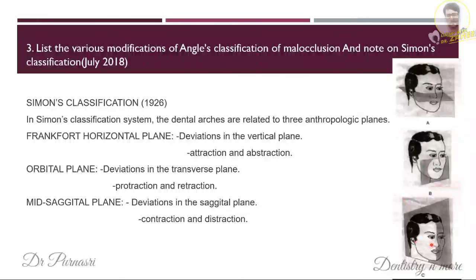In the same way, for the mid-sagittal plane, we check for deviations in the sagittal plane. If they are closer to the plane, it's called contraction, and if it is away, it is called distraction. So mainly in this classification, you have to remember these terms: attraction, abstraction, protraction, retraction, contraction, distraction. And these diagrams you can easily remember because those are the 3 planes.